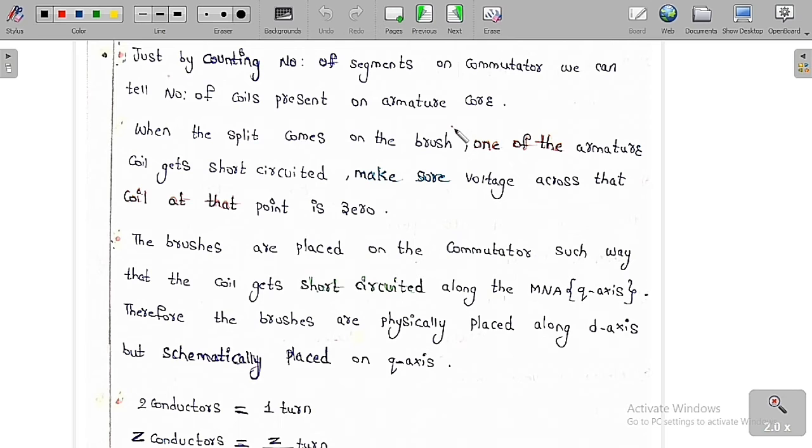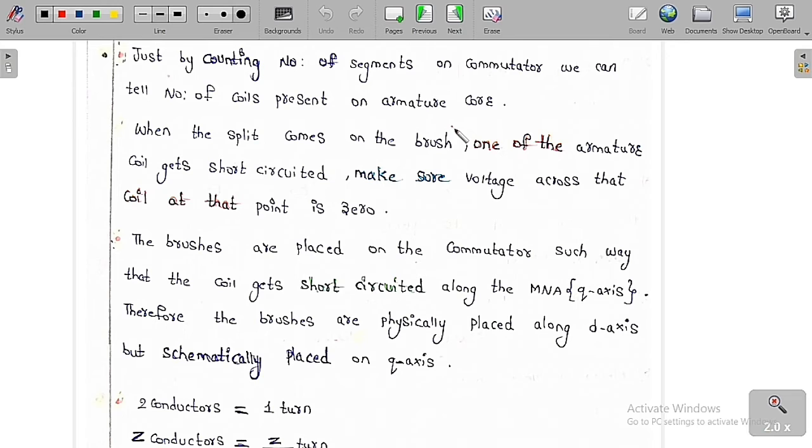I have already told you the number of commutator segments on the commutator is always equal to the number of coils present on the armature core. Suppose you see a DC machine and you see the commutator, because the commutator is always visible to the human eye, while the coil is always outside. So if we count the number of segments on the commutator, we can tell the number of coils present on the armature irrespective of the type of winding.